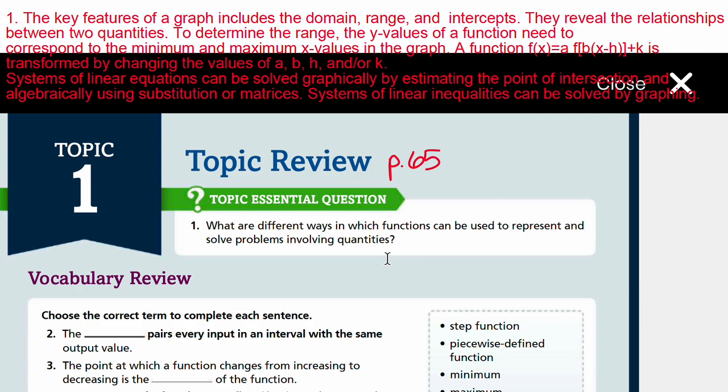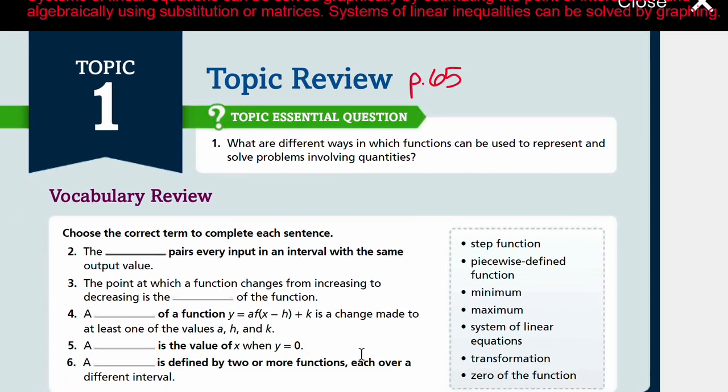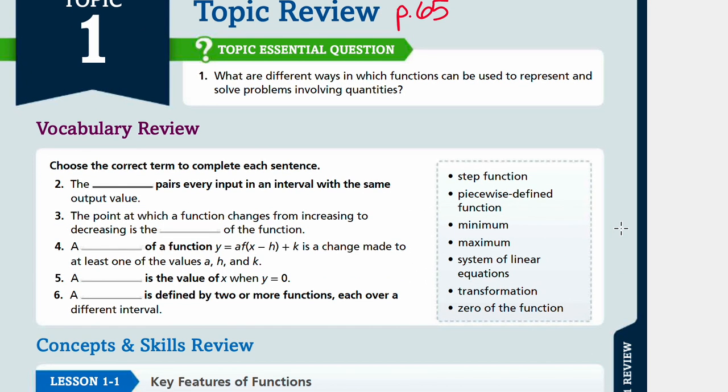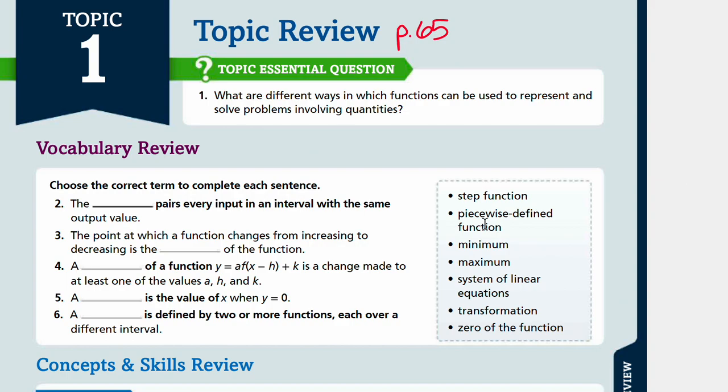Okay, we're going to look at the vocabulary review. So obviously this is also not the entire vocabulary list that we looked at in this topic, but these are the key vocabulary we talked about in this topic. So let's see what the list of vocabularies are. Step function, piecewise defined function, minimum, maximum, system of linear equations, transformation, zero of the function. Let's try to fill in the blanks.